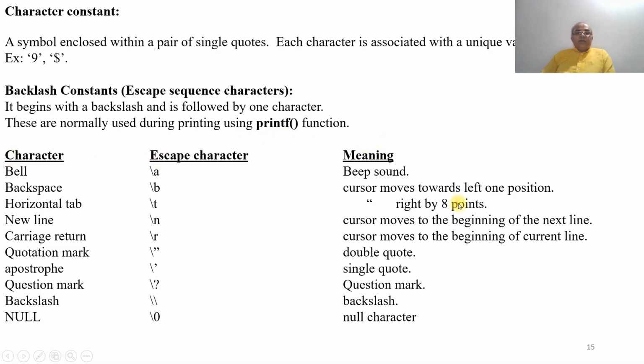Escape characters and their meanings: bell, backslash a, which gives a beep sound; backspace, backslash b, cursor moves one position to the left; horizontal tab, backslash t, cursor moves to the right by 8 points; new line, backslash n, cursor moves to the beginning of the next line; carriage return, backslash r, cursor moves to the beginning of the current line; quotation mark, backslash double quote; apostrophe, backslash single quote; question mark, backslash question mark; double backslash gives you a backslash; null character, backslash 0, gives you the null character.